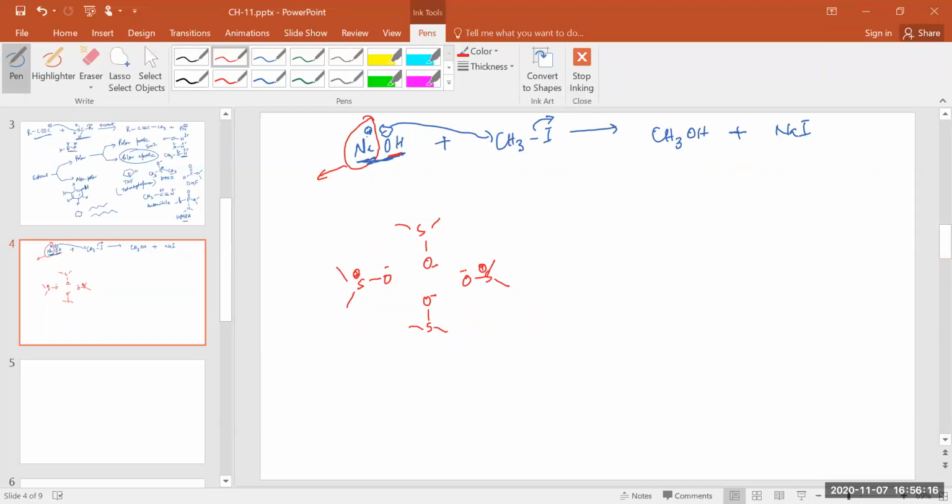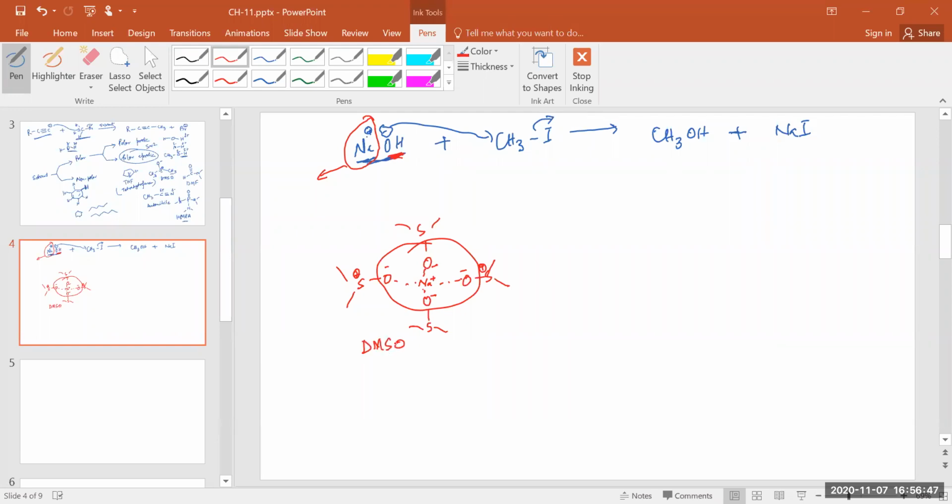What will happen is DMSO will come around the sodium ion and the sodium ion will be caged, like a cage, and the OH minus will be free. That's why we need a polar aprotic solvent. So this is DMSO.